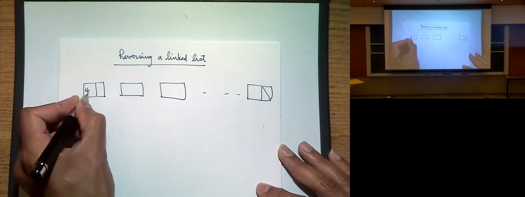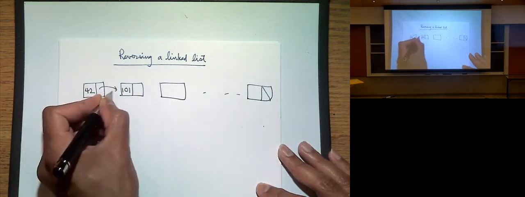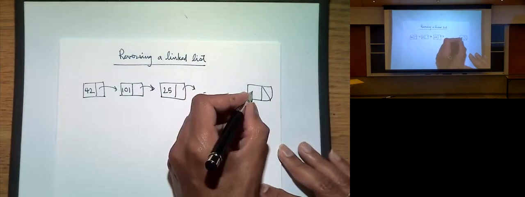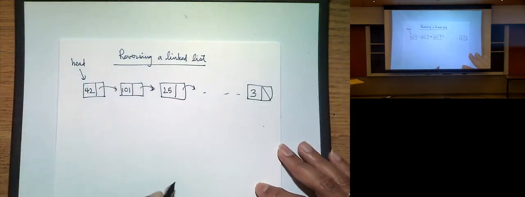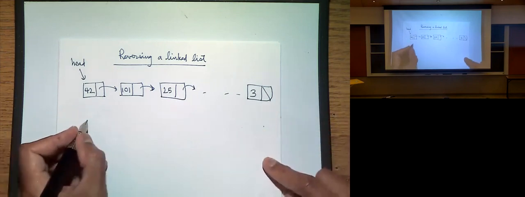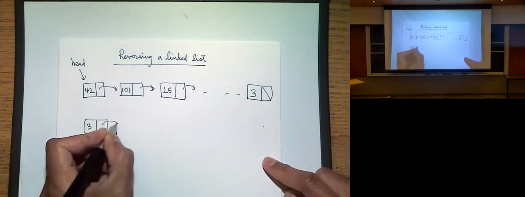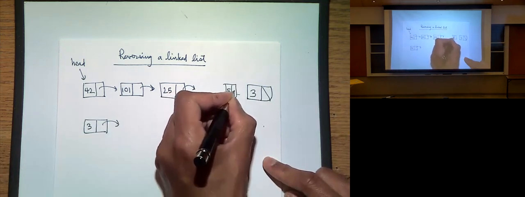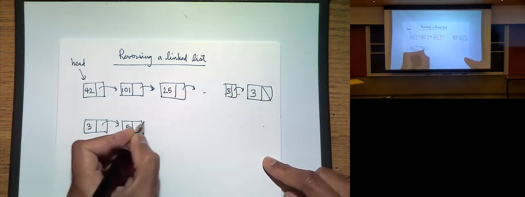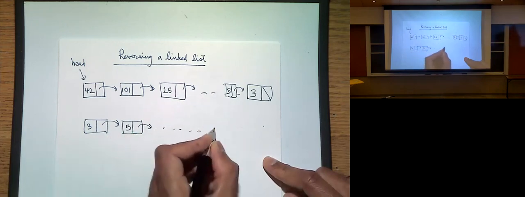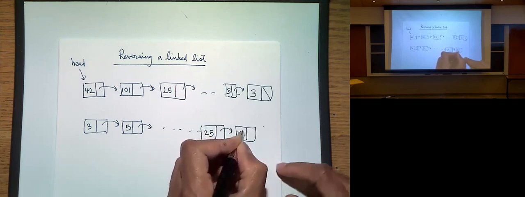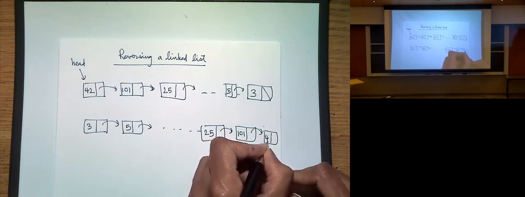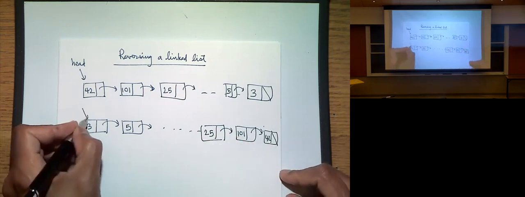Here's a linked list: 42, 101, 5, 2, 3. And this is head. And so what you need to do is to reverse it, so 3 points to, I don't know, whatever the penultimate thing is, 5, and so on and so forth, to 2, 5, 101, 42. And head should point here.